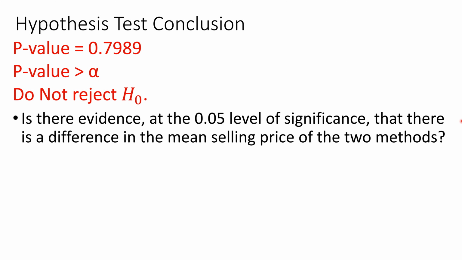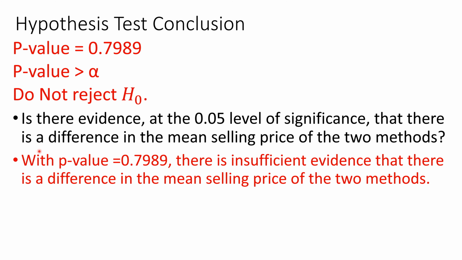Now we can answer this question. Is there evidence at the 0.05 level of significance that there is a difference in the mean selling price of the two methods? With p-value equal to 0.7989, there is insufficient evidence that there is a difference in the mean selling price of the two methods.